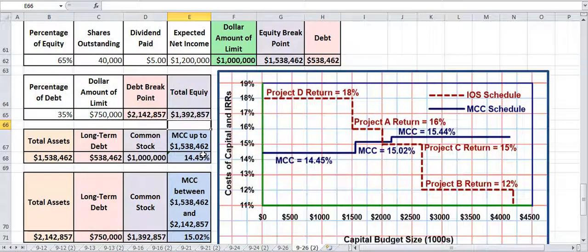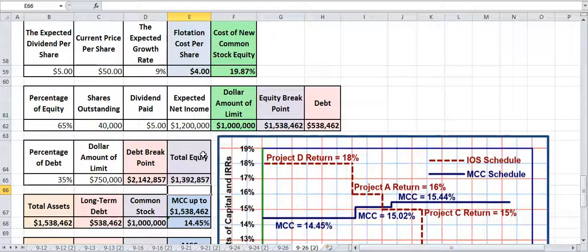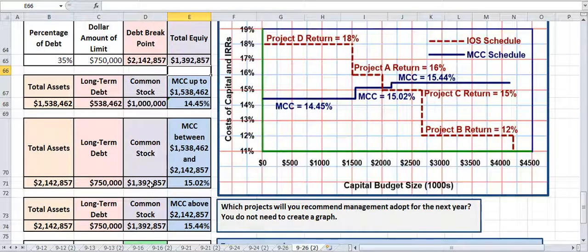See, if you look at this, the highest one is the 2 million one. Let me find it. Is the debt right here? The debt break point right here is going to be when we have the more expensive debt after $750,000. So that's going to be the highest one.